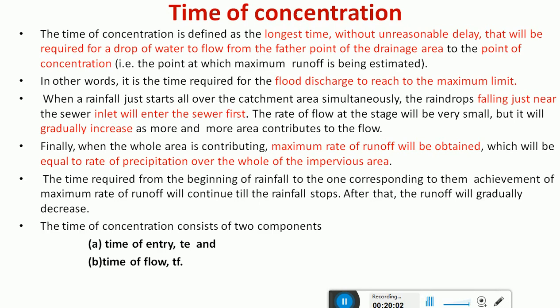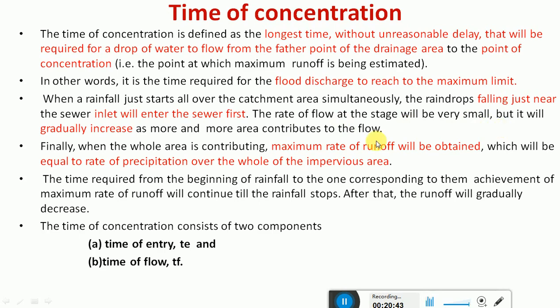This time is important while you design the sewers. When the rainfall has just started all over the catchment area simultaneously, the raindrops falling just near the sewer inlet will enter the sewer first. That is for an obvious reason: whenever rainfall occurs, the nearest rainfall dropping near the sewer will enter the sewer first. The rate of flow at this stage will be very small because it is the beginning of the rainfall.